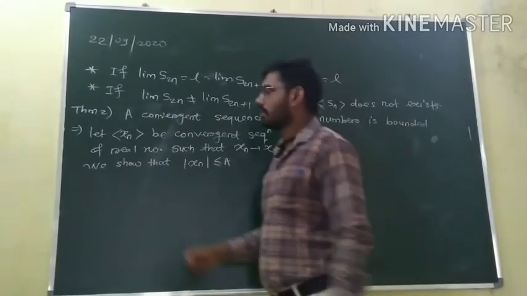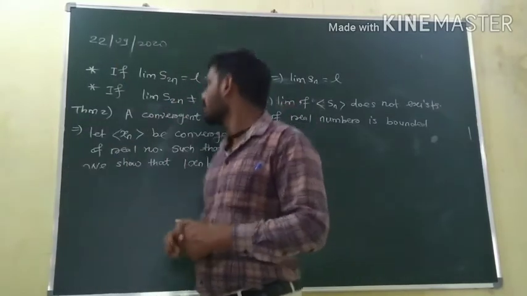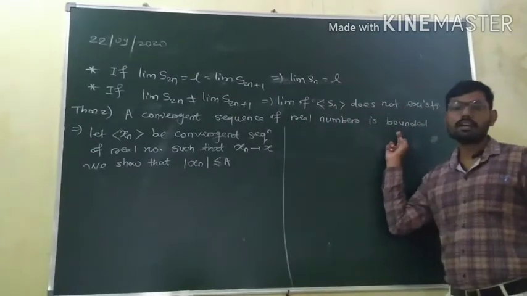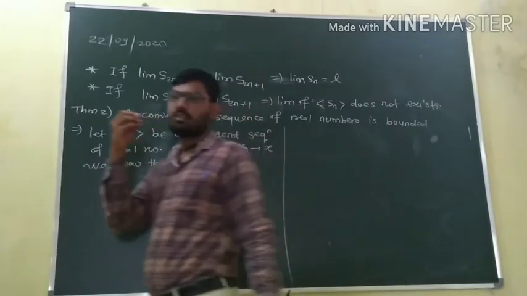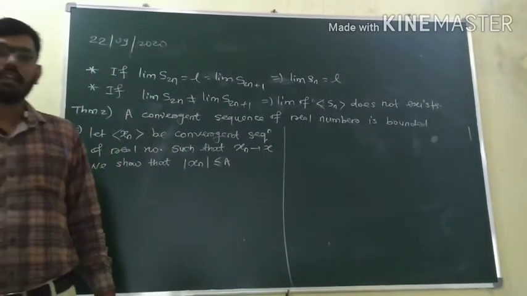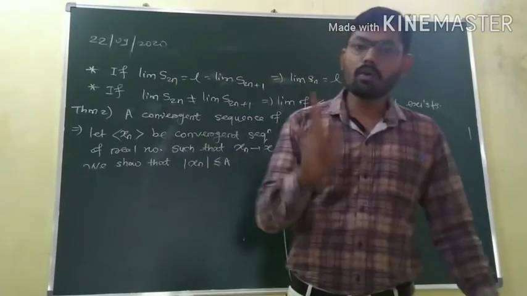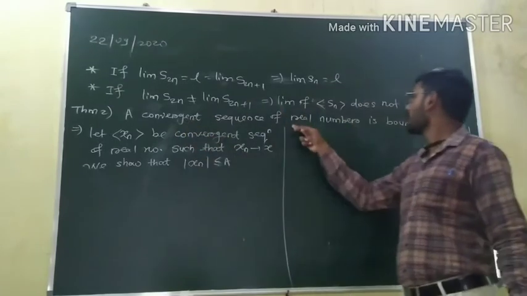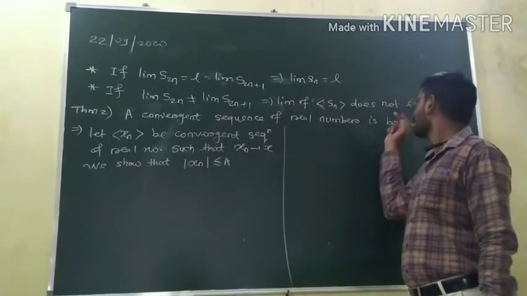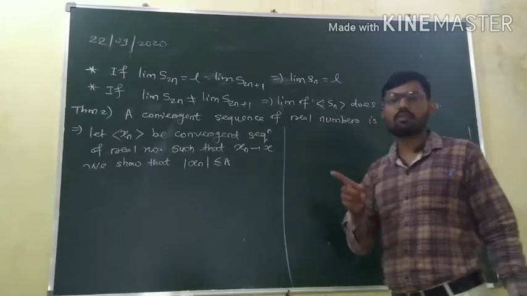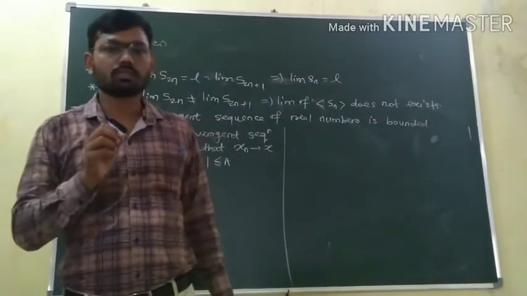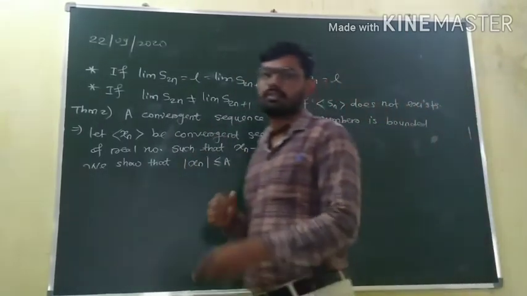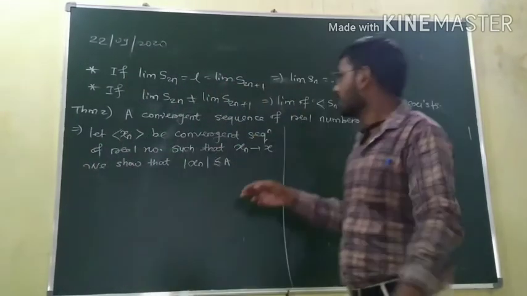Now the next important point is that a convergent sequence of real numbers is always bounded. Take any convergent sequence, it must be bounded. That is, if a sequence is not bounded, it is not convergent. For a sequence to be convergent, it must be a bounded sequence. If a sequence is not bounded, it doesn't have a limit. So we will see the theorem.